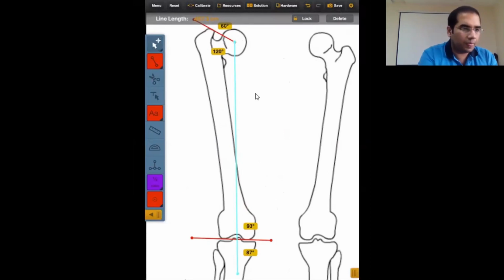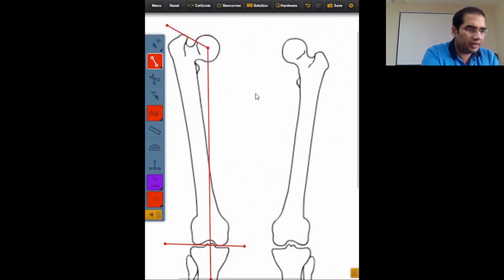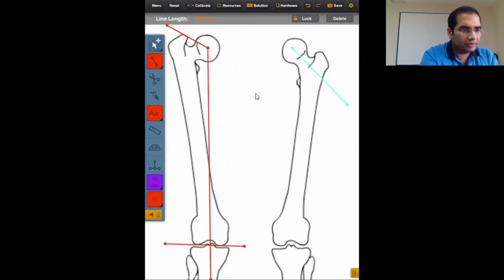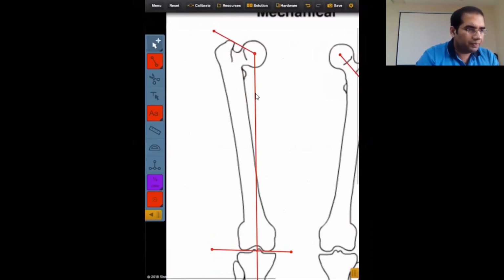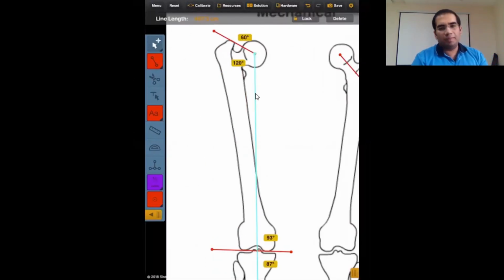120 degrees. Another reference line which we discussed was the neck shaft angle. So just keep this in mind. It will come on later. Now, the mechanical lateral proximal femoral angle here is 120 degrees. What is the normal value? 90 degrees. Okay.